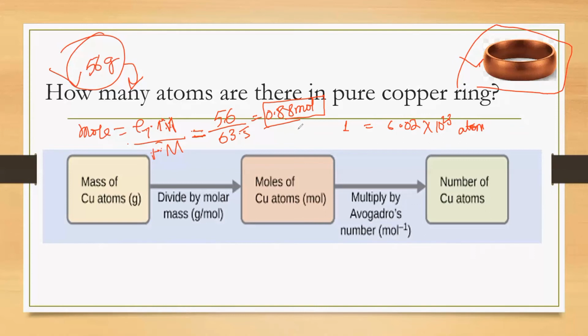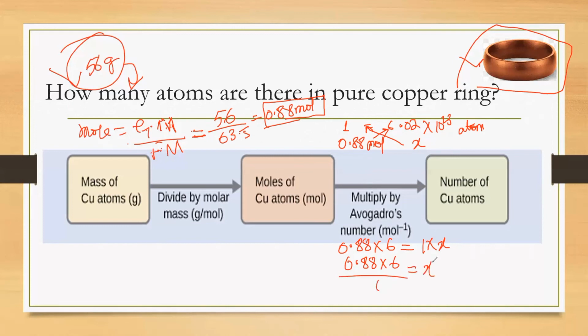So what I have calculated is 0.88 moles. If one mole contains 6.02 into 10 to power 23 atoms, then how many will be in 0.88 moles? We are just going to make a cross multiplication. To have a single-line formula: 0.88 into 6 is equal to 1 into x. The single cross multiplication is over there. Now if I rearrange it, I would have 0.88 into 6 divided by 1.